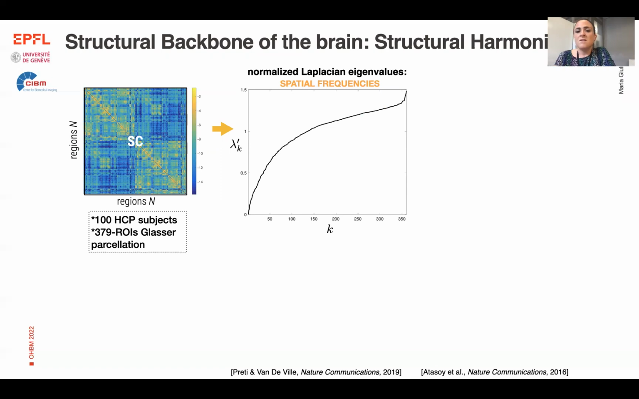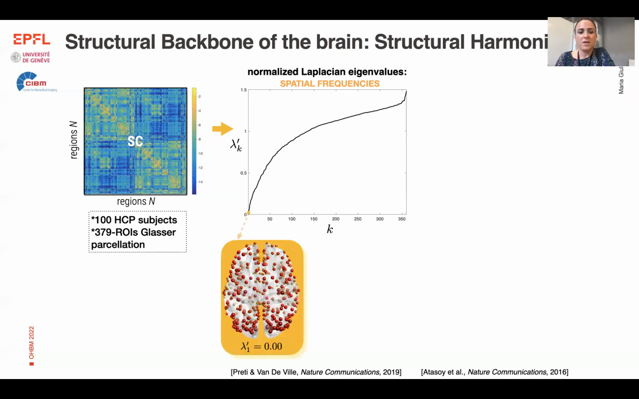So what does it mean that these values are spatial frequencies? We can interpret it by having a look at the associated eigenvector, what we call structural harmonic. The first one is a constant pattern, and in fact it corresponds to the eigenvalue 0, which is the DC of our decomposition, let's say. So we can explain that as no spatial variation, spatial frequency 0, no spatial variation across the brain.